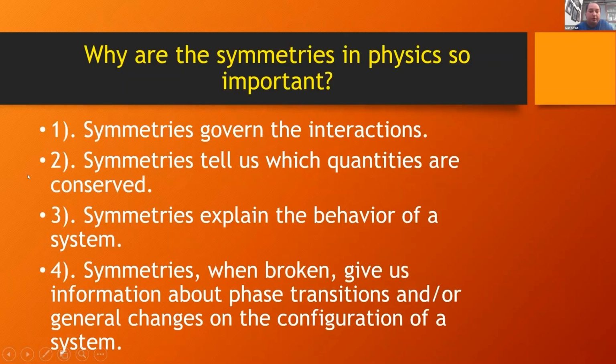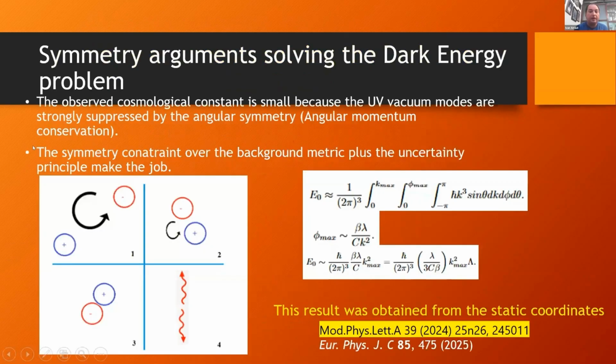Why are symmetries so important? Because symmetries govern interactions. Symmetries tell us which quantities are conserved. Symmetries explain the behavior of a system. Symmetries, when broken, give us information about phase transitions and general changes in the configuration of a system.